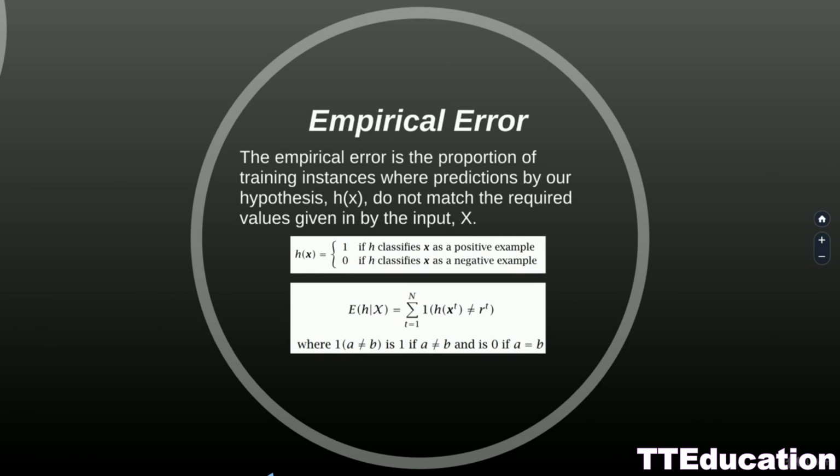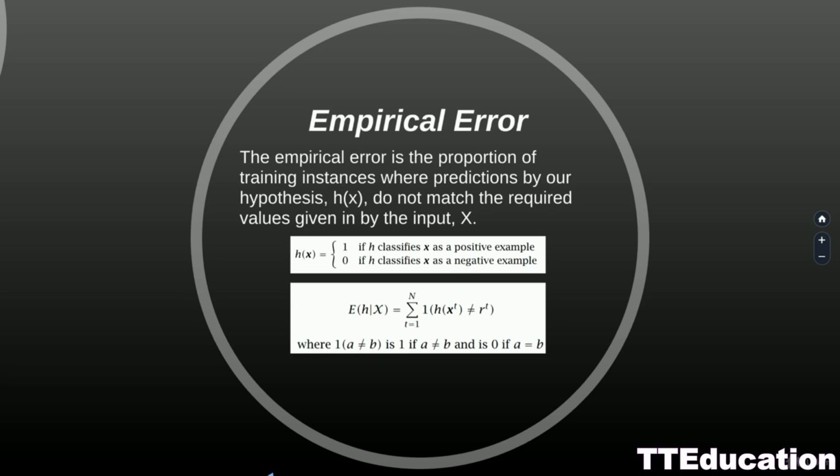And the empirical error is the proportion of training instances where predictions by our hypothesis h of x do not match the required values given by the input x. So again, we need to find the values of these four parameters given the training set to include all of the positive examples and none of the negative examples. So here our hypothesis h of x is going to be 1 if it classifies it as a positive example, and then 0 if it's classified as a negative example. And our empirical error, E, given our hypothesis and our input data x, is going to be the summation of all of these over all of these data points, t going from 1 to n, of this function L, which is 1 if a does not equal b and is 0 if a equals b.